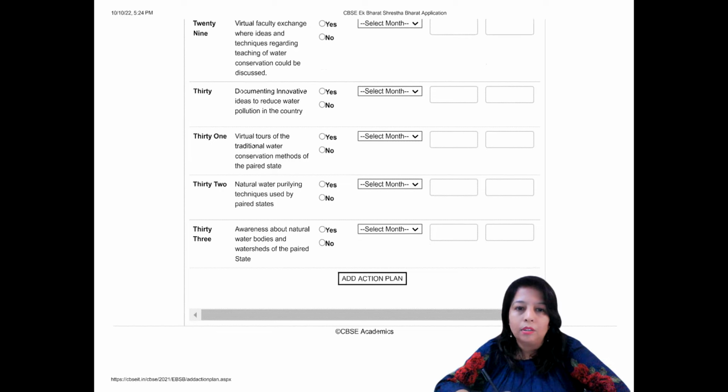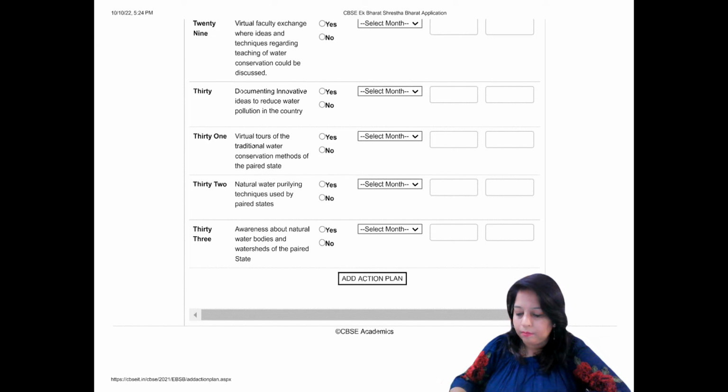Activity number 30, documenting innovative ideas to reduce water pollution in the country. Innovative ideas to reduce water pollution. This is again to be done by the science department. Science department, activity number 30. Activity number 31, virtual tours of the traditional water conservation methods of the paired state. IT team to organize these virtual tours. IT team, they have to organize the same for the children.